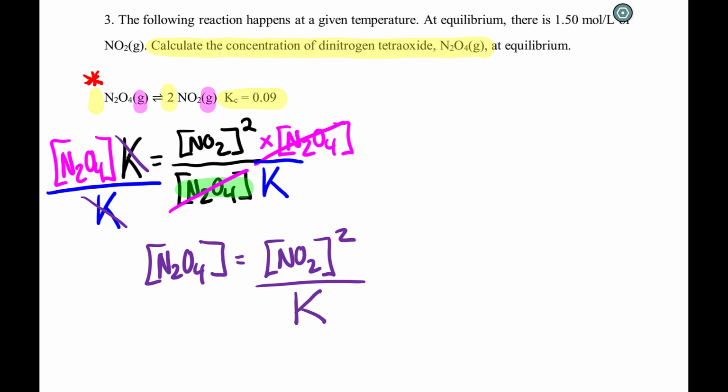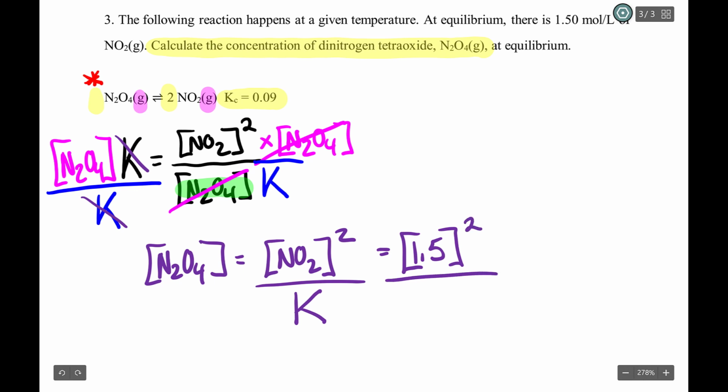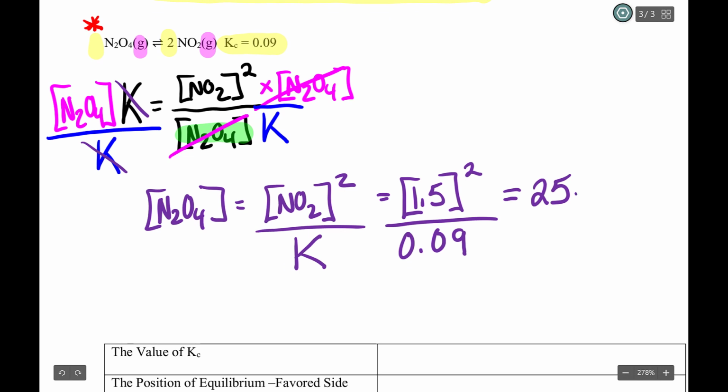So now I would like you to enter in the values and solve for the concentration of N2O4. Pause the video now and give that a try. Now that you've had an opportunity to do that, let's have a look. So the concentration of NO2 at equilibrium is 1.5, and this is going to be squared. The K value is 0.09. Now we just have to punch it in our calculator and get an answer. So the value I got was 25. And of course, this is moles per liter.